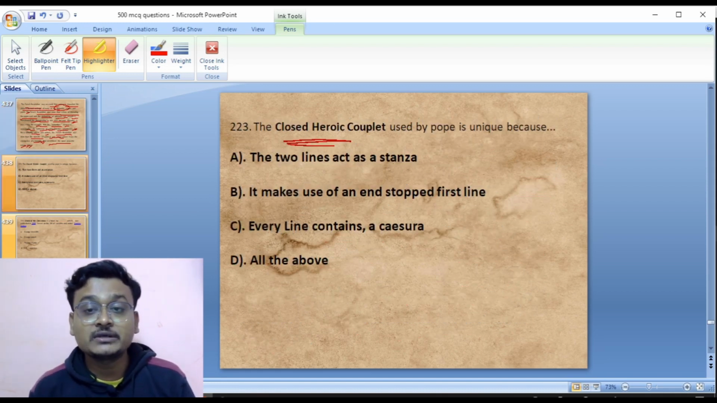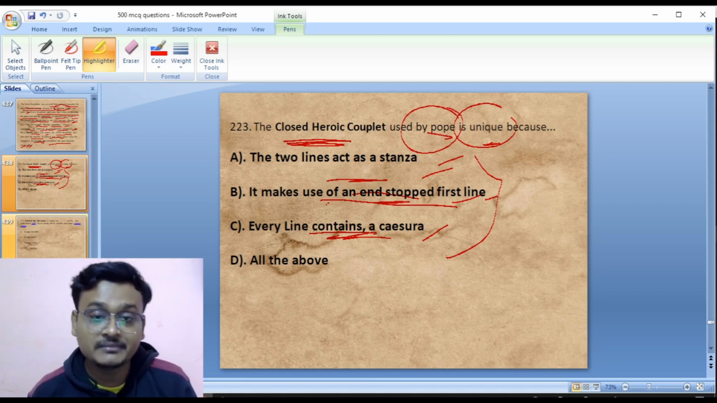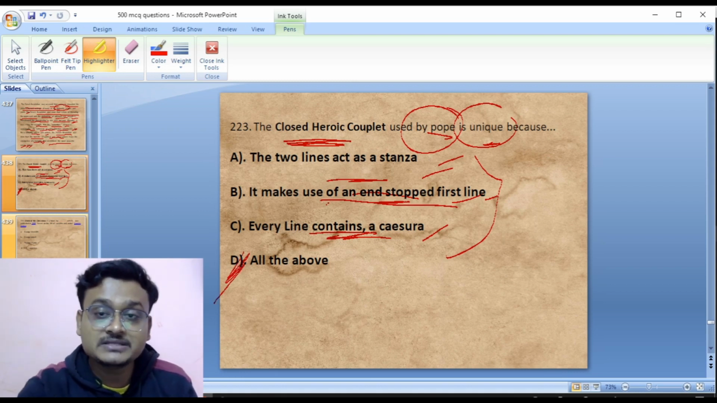What is the closed heroic couplet? The two lines used by Pope are unique. Why? The two lines act as a stanza, it makes use of an end-stopped first line, and every line contains a caesura. All three are used by Pope. So all the above is the right answer. The closed heroic couplet is by Pope.